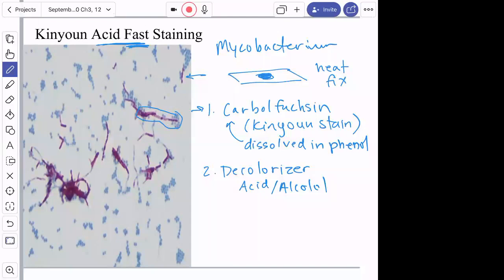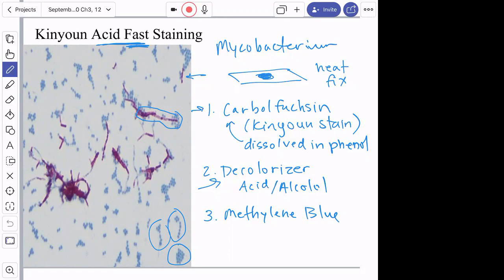Any organism that doesn't have an acid-fast cell wall gets decolorized. So we have to add another stain so that we can see them at all. And we typically add methylene blue because that's a nice blue color contrast from the hot pink. So anything that's not acid-fast, like these staphylococcus here, are going to stain blue. All right, so that's how you would do an acid-fast stain.